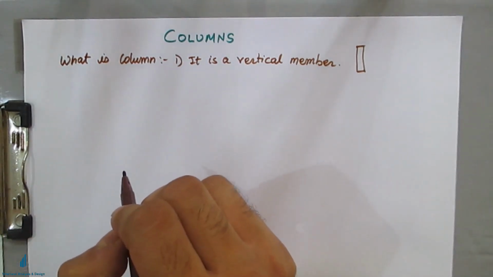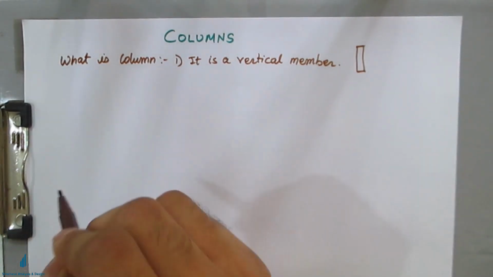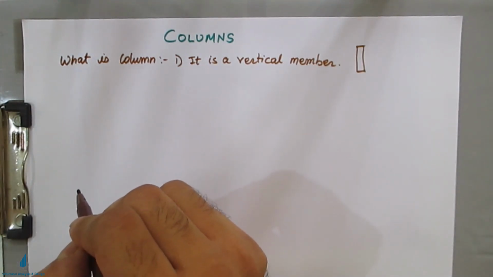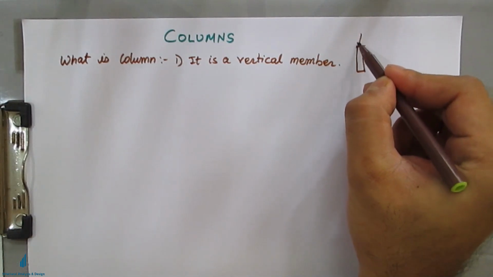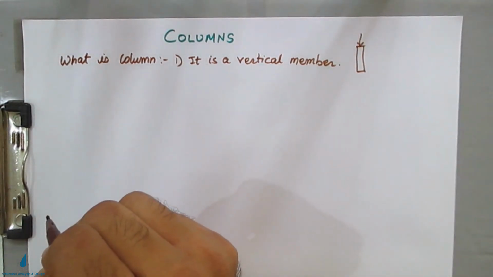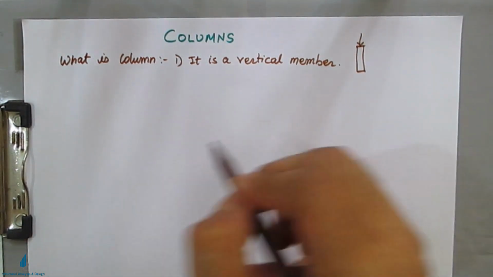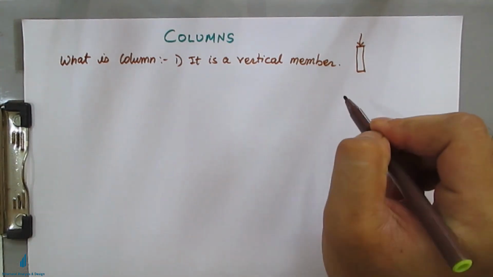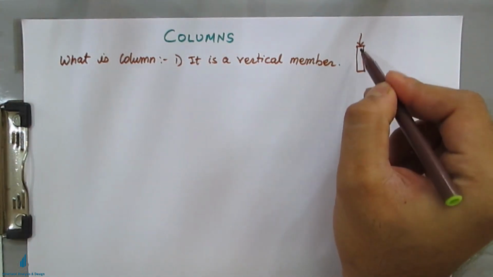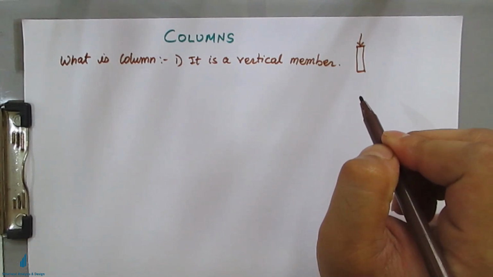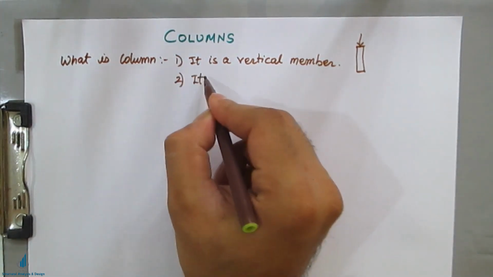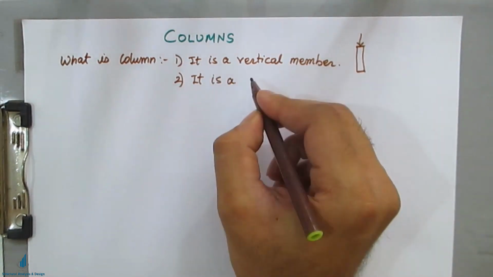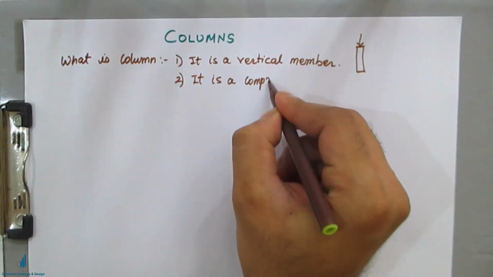Then if you go into the depth of your RCC knowledge, you can find that loads are coming onto it like this, the vertical loads. Then immediately what you can find here is, these loads are compressing the vertical members. So it is a compressive member.